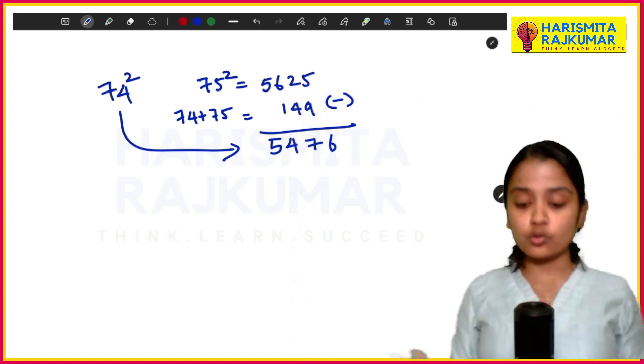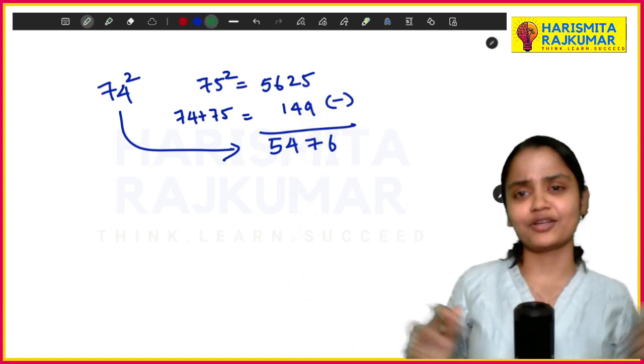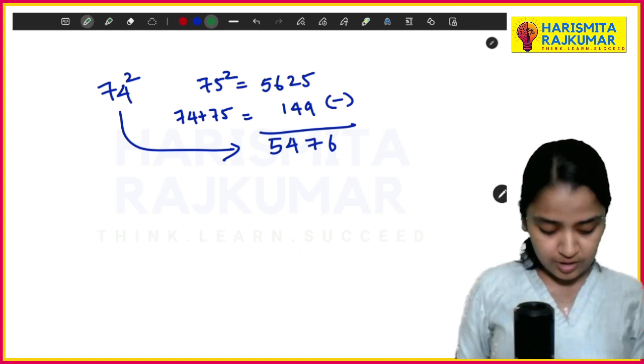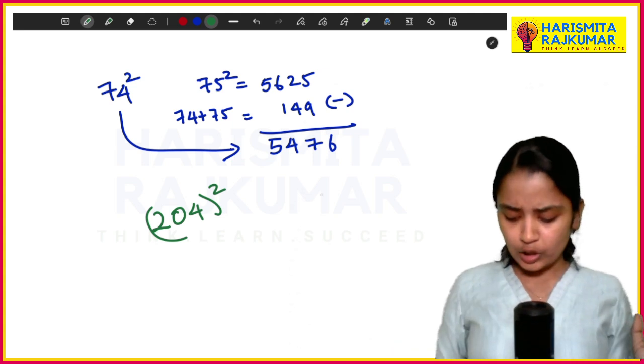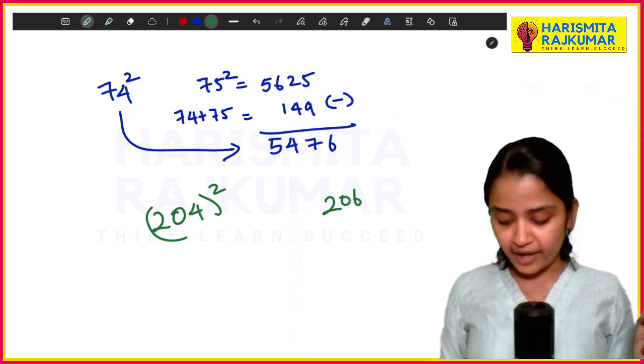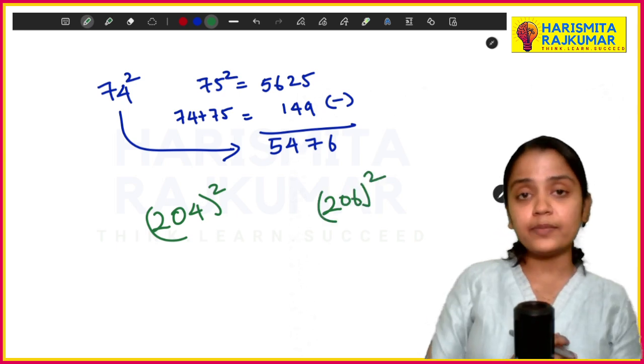So let me give you a homework, you can try it and just comment below. Just try for 204 square, and try for 206 square. Just tell me and comment below.